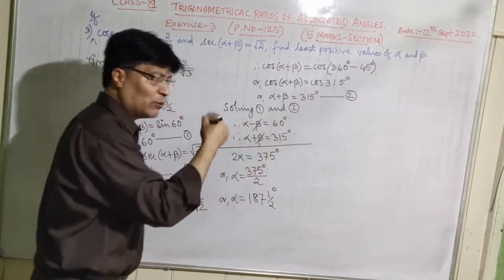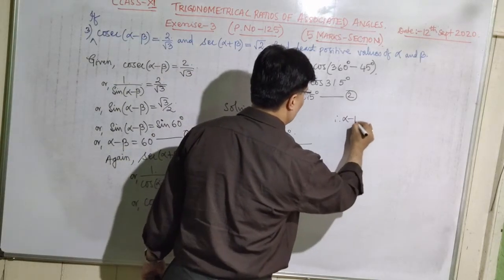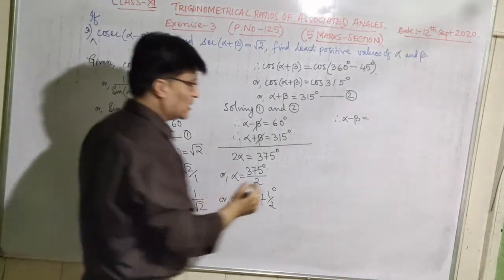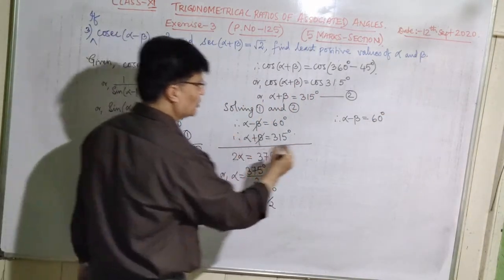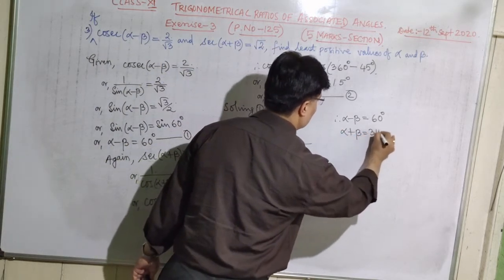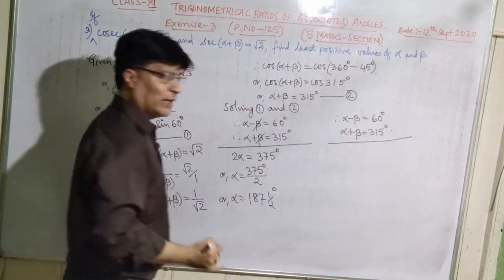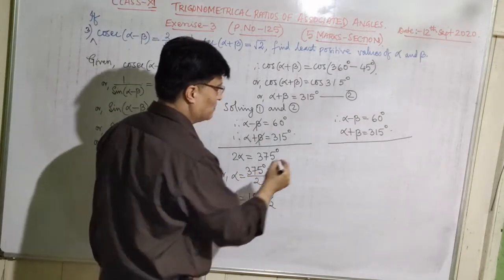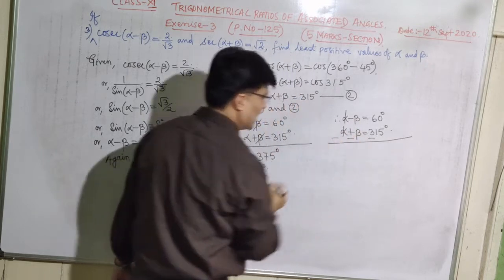Again solve it. Now let us subtract. Again the two equations. Alpha minus beta is equal to 60 degree. This is number 1. What is equation number 2? It is alpha plus beta is equal to 315 degree. Now let us subtract in order to get the value for beta. So it is minus minus. This is also minus. Alpha and alpha get cancelled.